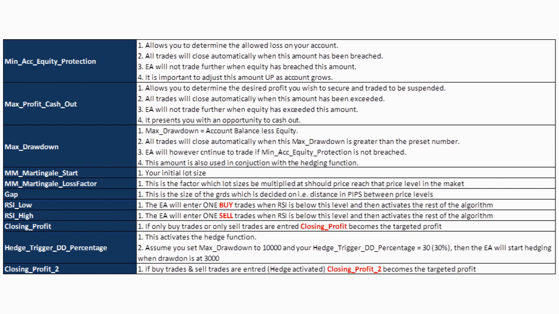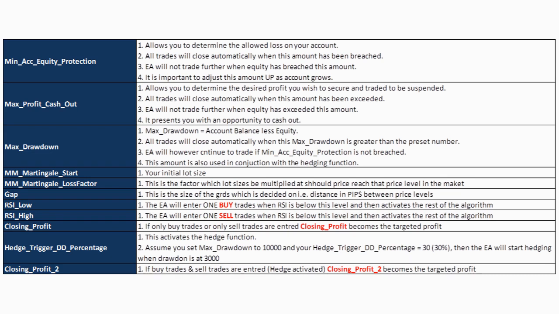You'll see that you have closing profit. Now, what closing profit is: let's for argument's sake say the EA, or the robot, has opened a buy trade. If you have one buy trade that is open, or two buy trades, or three buy trades, but zero sell trades, if you only have buy trades that are open, then this would be the closing profit number that you are setting. If you only have sell trades, the same applies. But if you have buy and sell trades open simultaneously, then closing profit 2 is really the value that we are going to be looking at.